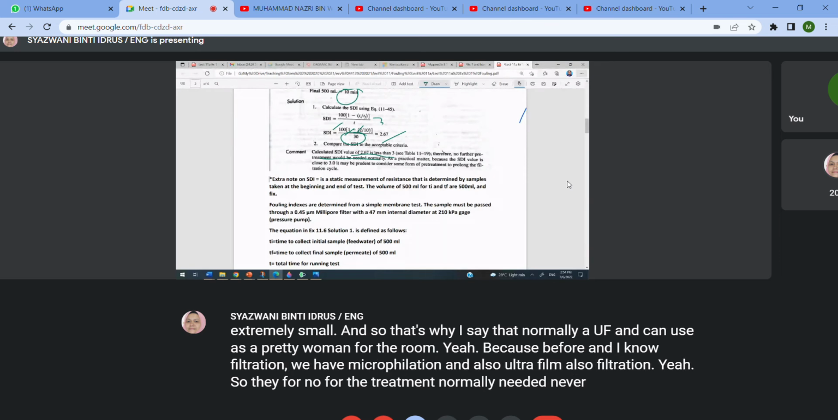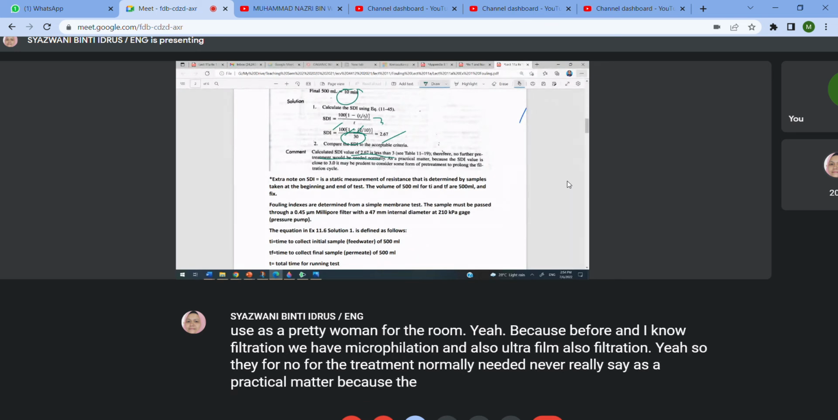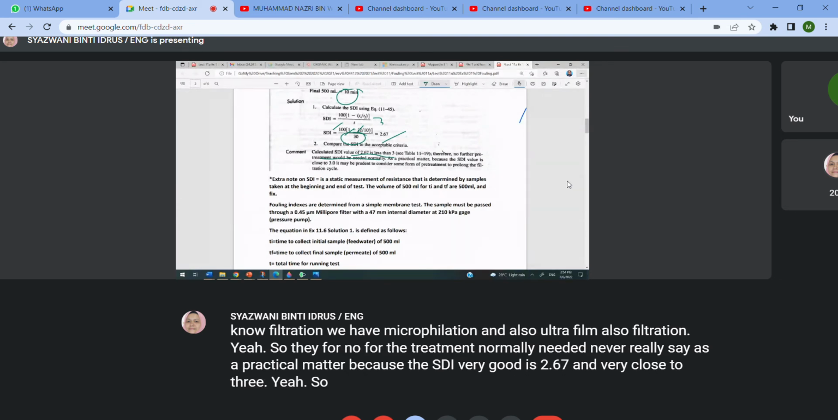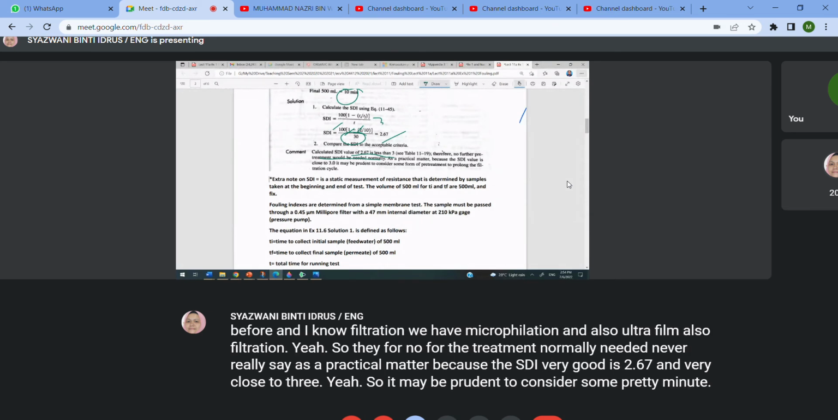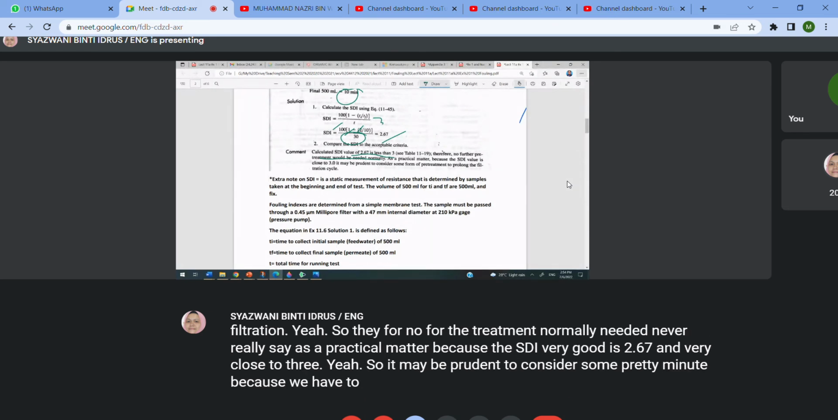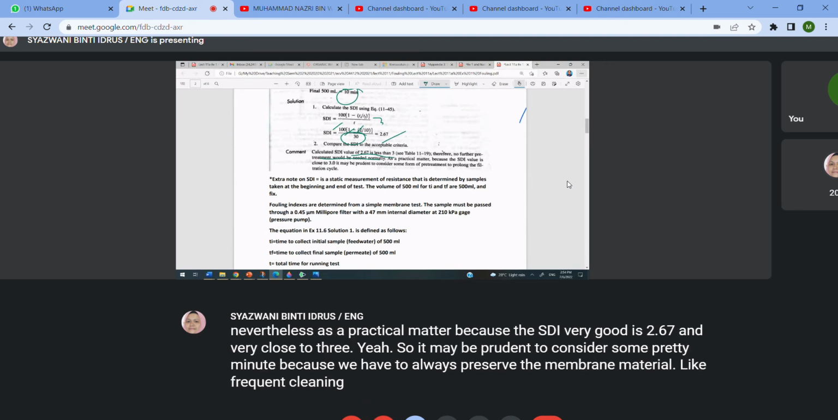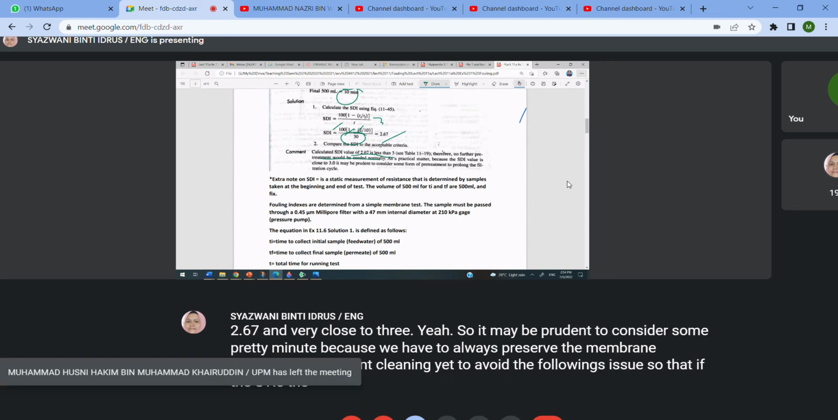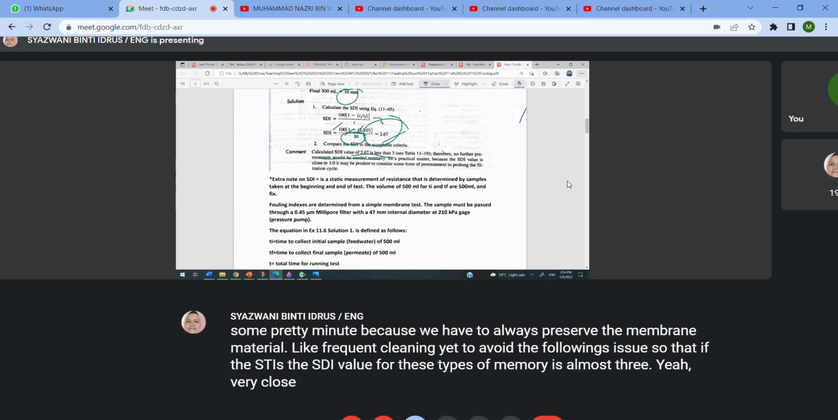Nevertheless, as a practical matter, because the SDI value that we got is 2.67, very close to 3, it may be prudent to consider some pre-treatment to prolong the filtration cycle. We always have to preserve the membrane material to avoid frequent cleaning and to avoid the fouling issue. Since the SDI value is very close to 3, we can consider pre-treatment.